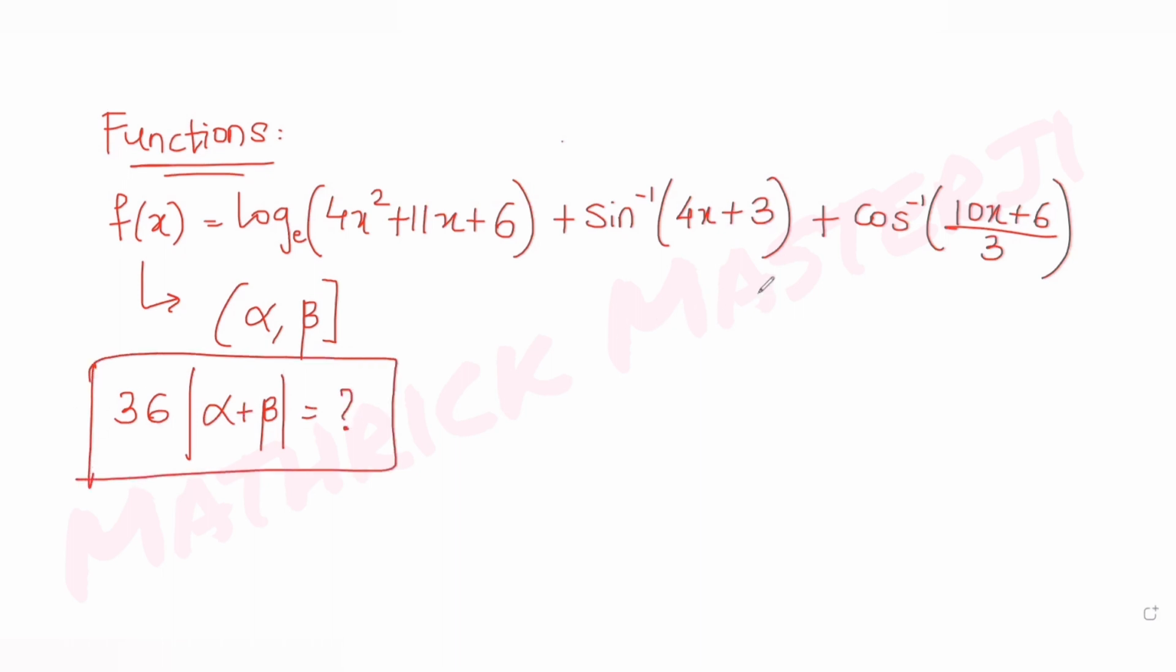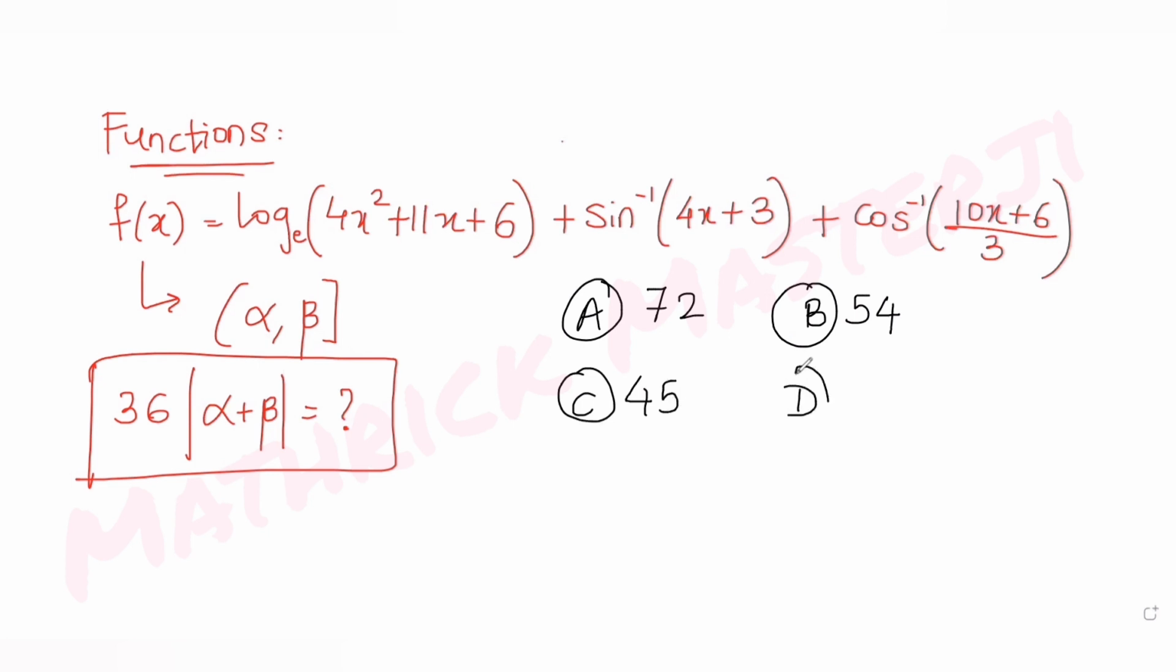And if I talk about the answer choices, it is A 72, B 54, C 45, and D 63. We need to figure out which one of the answer choices is the correct answer for the question given to us. So let's solve that question first. Function f of x consists of three functions, f1, f2, and f3. Let's solve these three functions separately first.